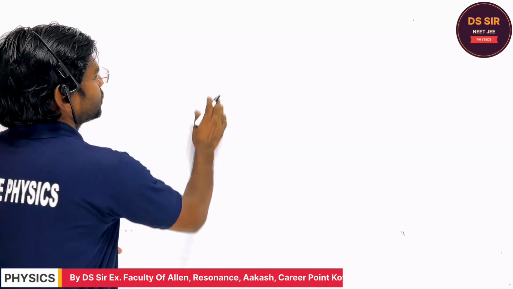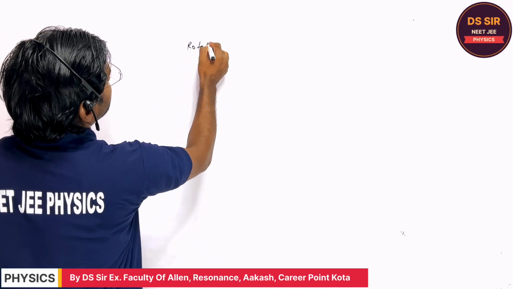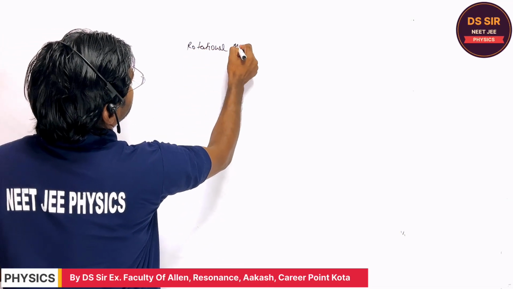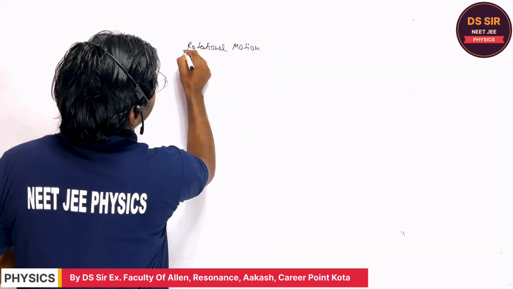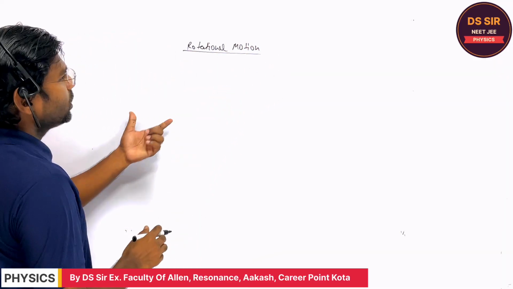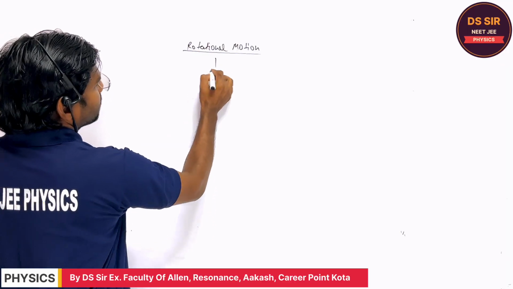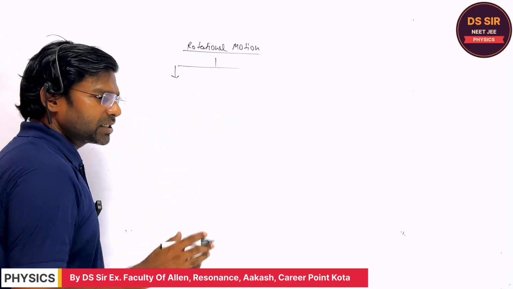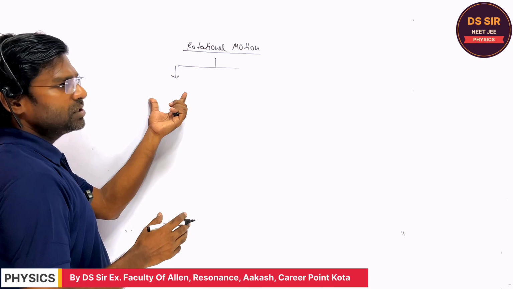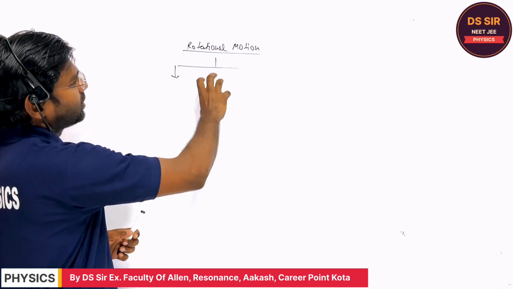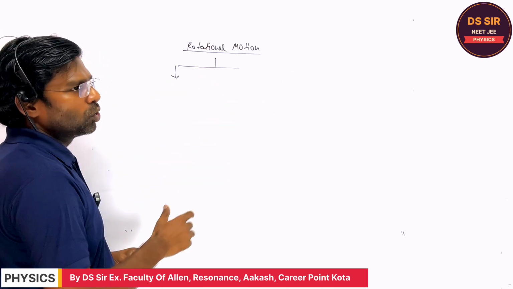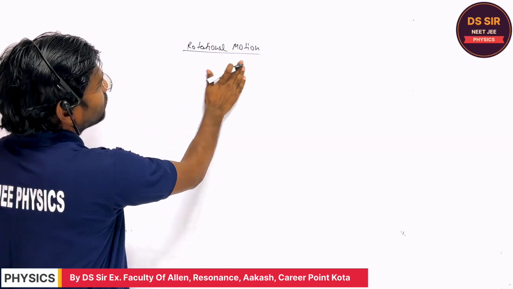So now, in today's lecture, we can start rotational motion. The rotational motion we are going to start may be classified into many types: rotation about a fixed axis, rotation about a moving axis, and rolling motion. So there are many types of rotational motion.